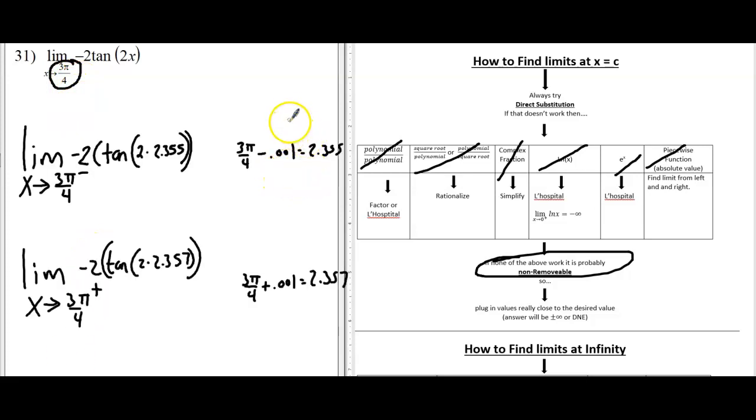Alright, so I went ahead and jumped ahead a little bit here, but you take your 3 pi over 4, and if you're approaching from the left, then we're going to subtract 0.001 from 3 pi over 4, which is approximately 2.355. And if you're approaching from the right, you're going to add 0.001, which is approximately 2.357. I plug both of those in, and what I get for this one was a negative number. And so from the left, we're approaching negative infinity, and from the right, we're approaching positive infinity. And so once again, we have a does not exist situation.